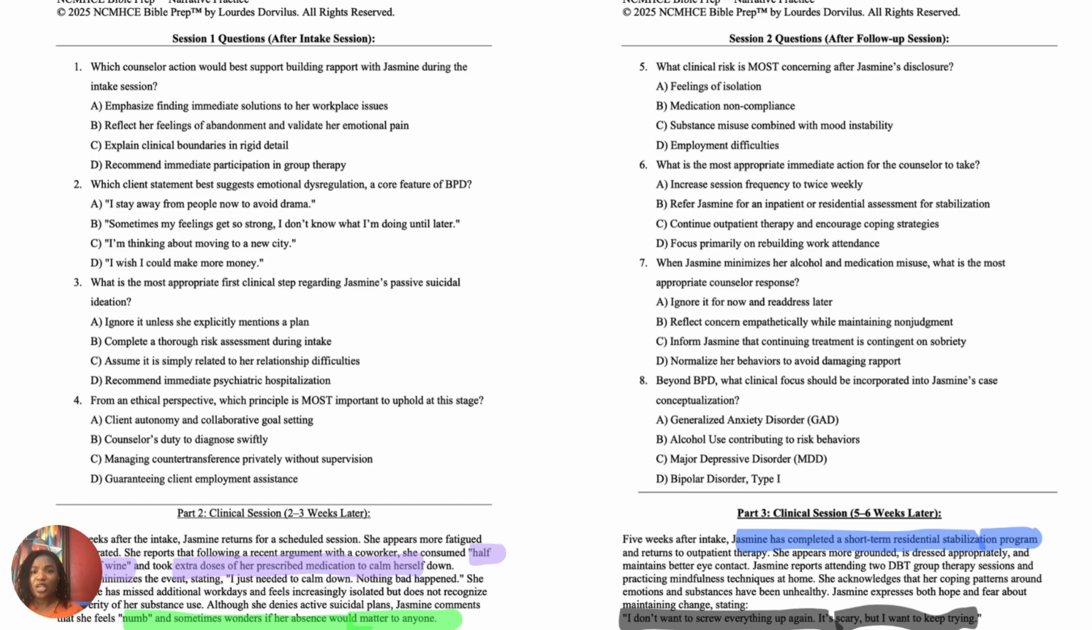Because it is more urgent than just isolation or employment challenges. Mood instability and substance misuse together are red flags for BPD, especially when paired with suicidal ideation. So, we will stop right here. You can do 6, 7, and 8 on your own.